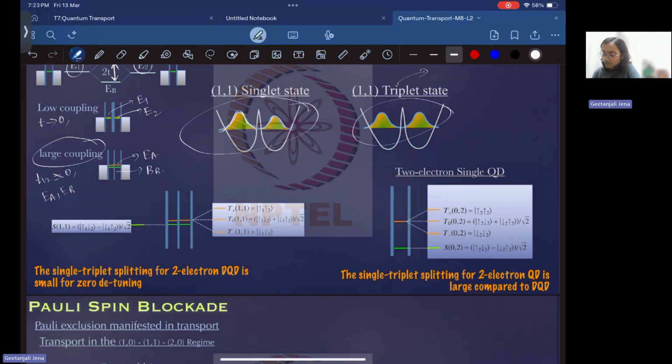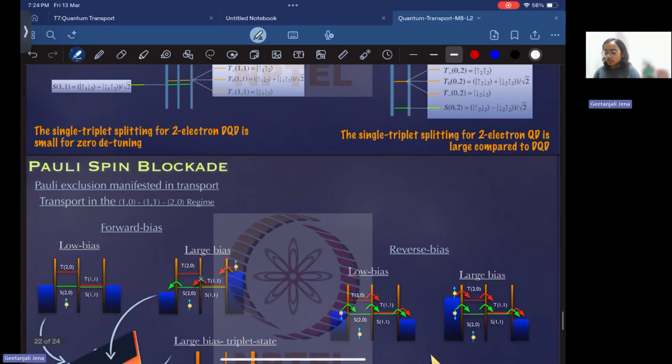So splitting is very small. But once we have T12 very less, the splitting is very less. And another difference that we have seen also is that if we compare the splitting of singlet and triplet state for a two electron single quantum dot and two electron double quantum dot, for the two electron single quantum dot, the splitting is very large as compared to the two electron double quantum dot.